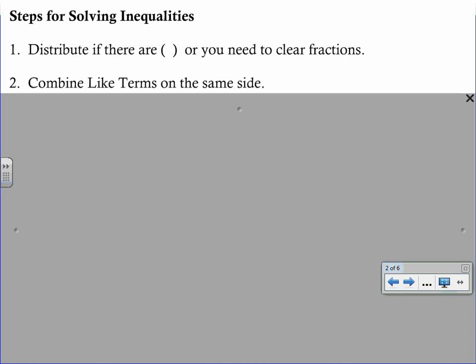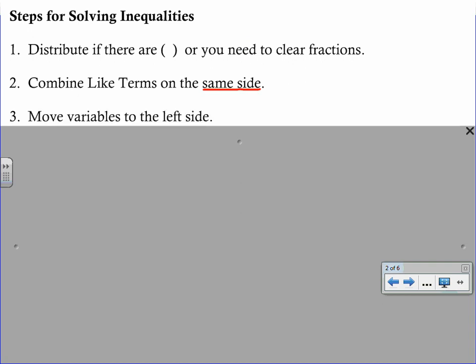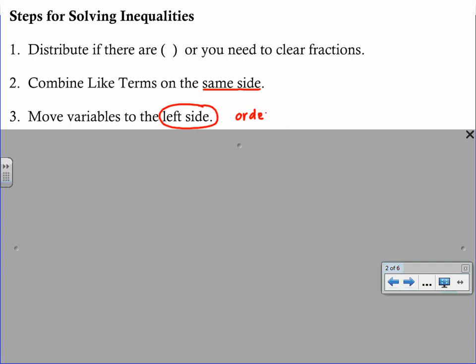The second thing we want to look for is to possibly combine like terms. Just remember that this can only happen when those like terms are on the same side of the equation. After we've distributed and combined like terms, the next step is to move all of the variables to the left side. Now, it didn't matter so much when we were solving equations, but with inequalities, we want to make sure that the variable is on the left side, because if you recall from the notes on the introduction to inequalities, order does matter. We're eventually going to be graphing our solutions, and if the variable is not first, you can get a little bit mixed up with your graphing.